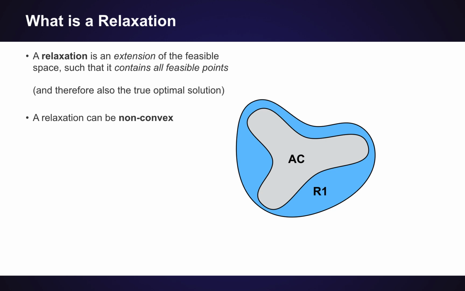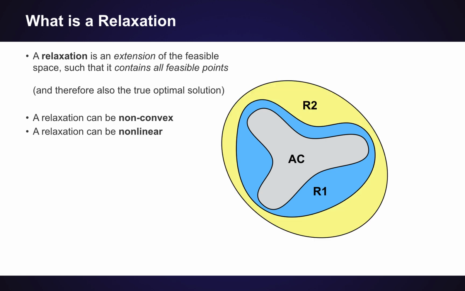And an important part about relaxations is that since it contains all the feasible points of the original problem, it also contains the true optimal solution to this problem. So when you use a relaxation, you are never going to cut off the true optimal solution of your original problem. So this blue shape, which is a relaxation here of the AC feasibility region, can be non-convex. This is what you see here. This blue shape is not convex.